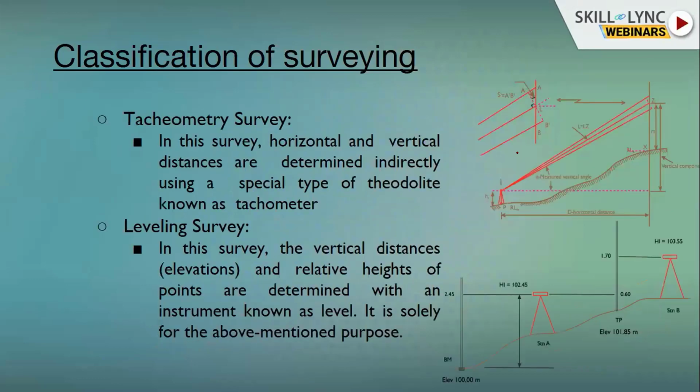And the next thing is tachometric survey. In tachometric survey, again you are going to use only the theodolite, but here it is a survey where you include both horizontal distances and vertical distances, directly from the instrument. So here you can see, this is the horizontal distance, this is the vertical distance. Based on the angles, you are going to measure the distances.